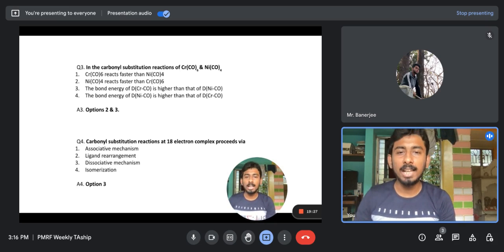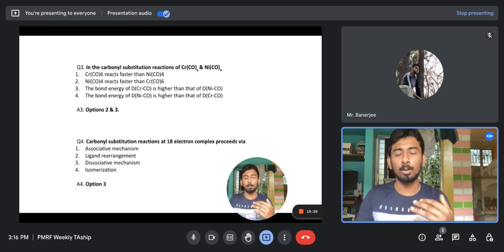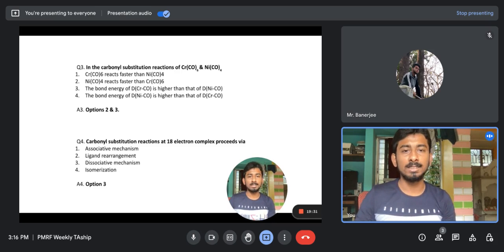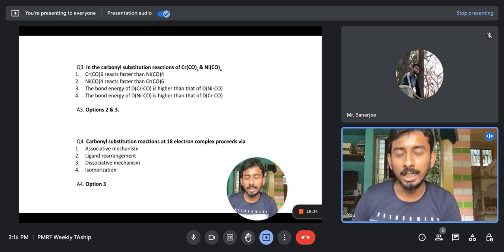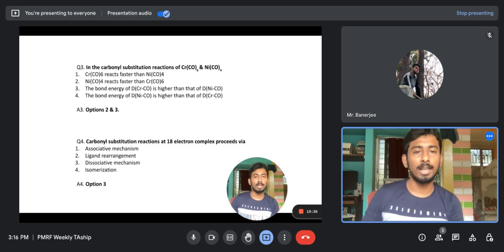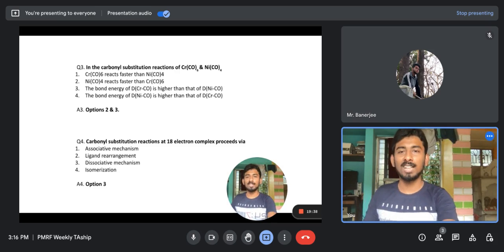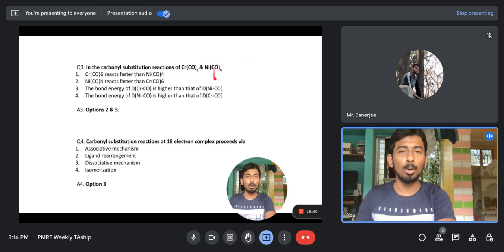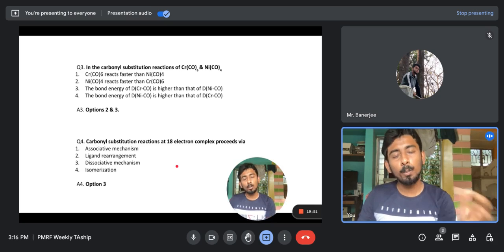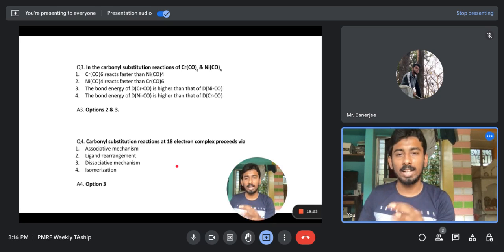It does not mean all 18 electron complexes undergo carbonyl substitution only via the dissociative mechanism. Associative mechanism can also take place in such molecules. One of the major examples is Ni(CO)4. In that case, the associative mechanism can take place because it is tetrahedral in nature, it is 18 electron, and it has two vacant spaces ready, so it can accommodate another group in the central metal atom, thus initiating the cycle.